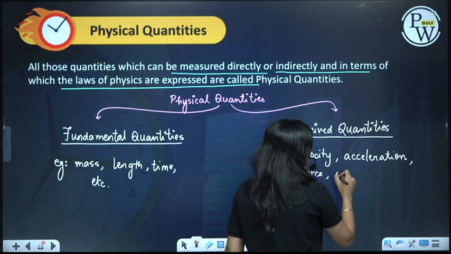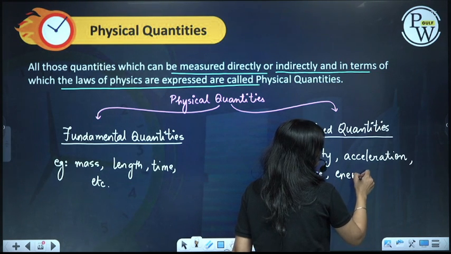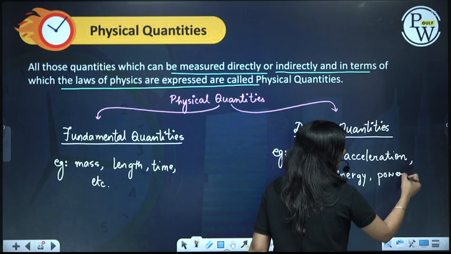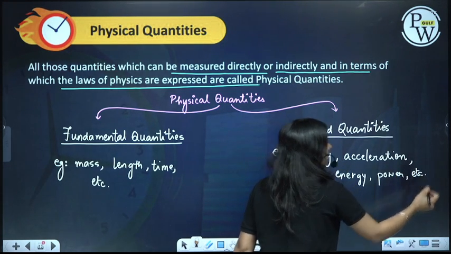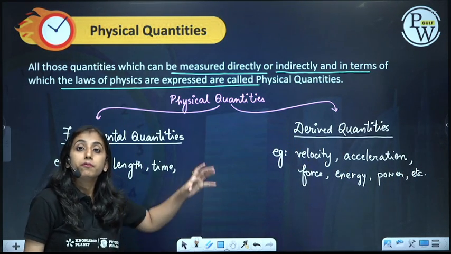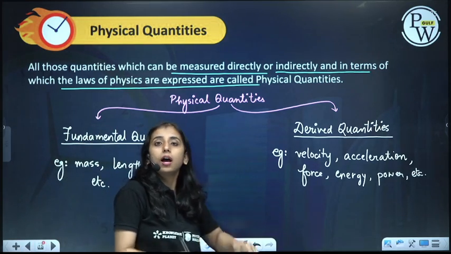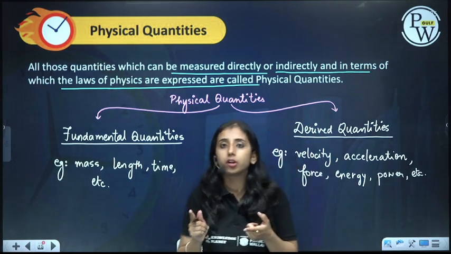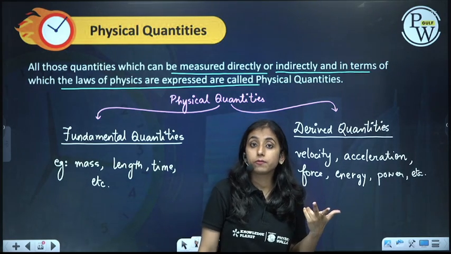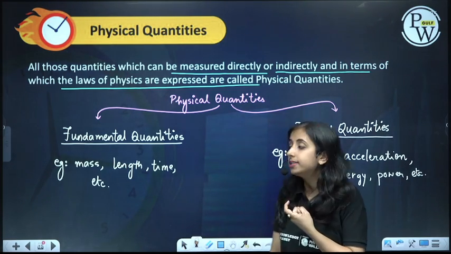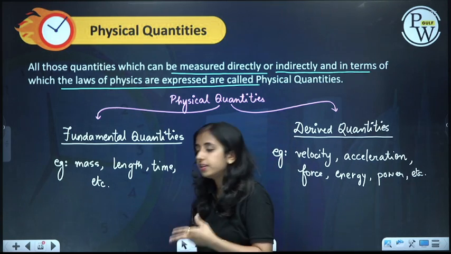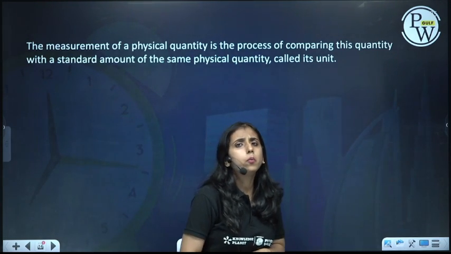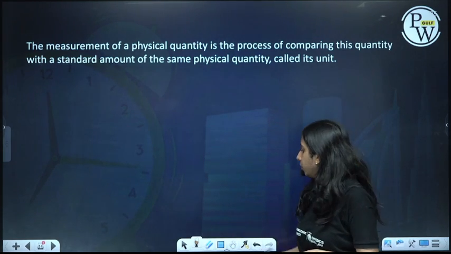Then we have energy, power, etc. All these are derived quantities. We derive these quantities out of the fundamental quantities using some or the other relations. So we have two types of physical quantities. One is fundamental and the other is derived. Now comes how we measure these fundamental quantities.